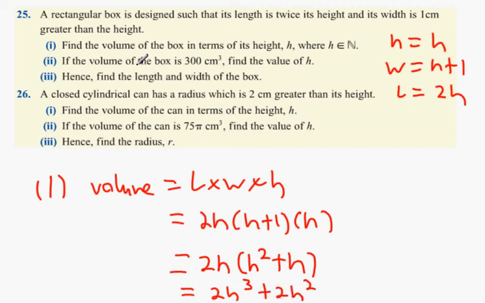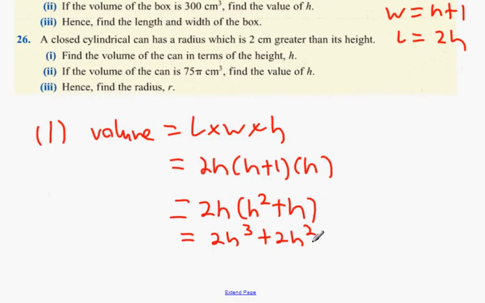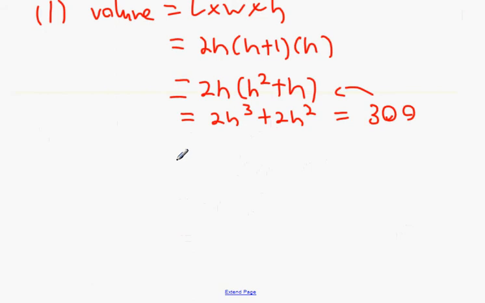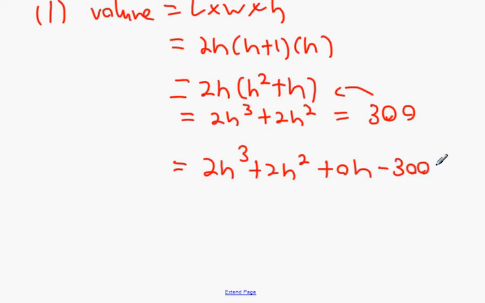If the volume of the box is 300 centimeters cubed, find the value of h. So what it wants me to do is all of this equals 300. I'm going to bring the 300 over to the other side, and what I'm going to get now is 2h cubed plus 2h squared plus, I'm going to put in 0h just so we know that it's meant to be there but it's actually not there, minus 300 equals 0.